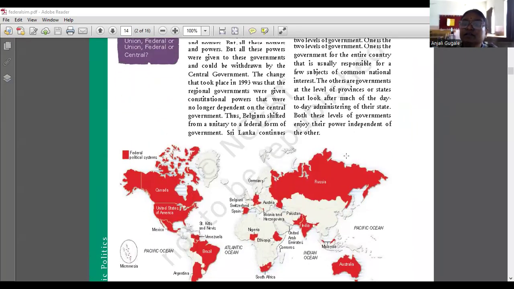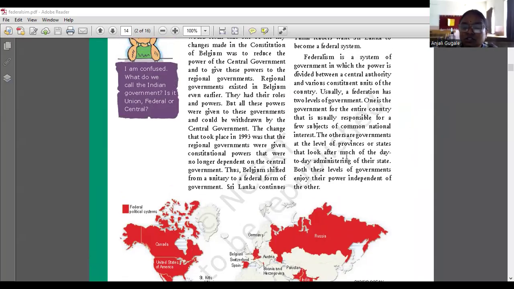We learned that federalism is a form of power sharing, in which the power is divided between central and various constituent units, like the central government, state government, and the local government. In India, we have three tiers. In most countries, there are two tiers. If a country is a federal country, it has a minimum of two tiers. It's clearly mentioned over here. Usually, a federation has two levels of government.